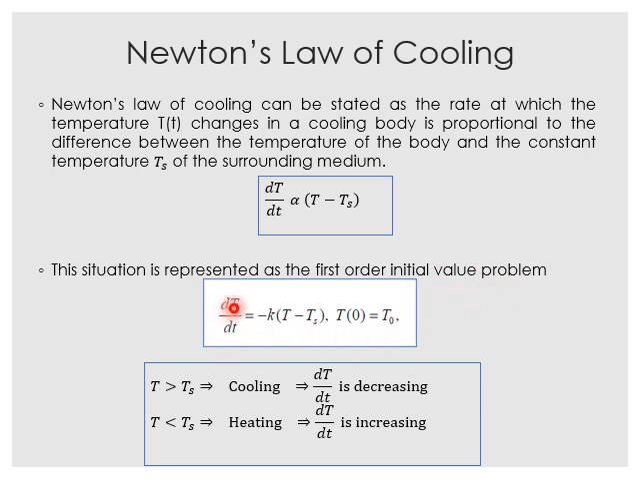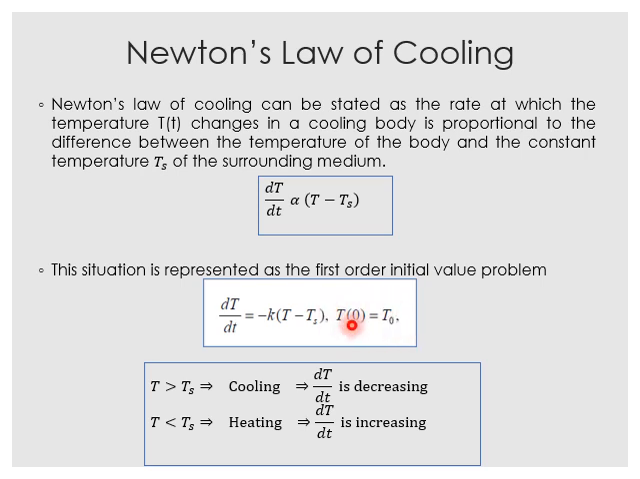this one, dT over dt, d capital T over d small t, is equal to negative k multiplied by the difference T of the body minus Ts, the temperature of the surrounding. So we have the initial value condition here: T is equal to T naught when time is 0. When time is 0, the temperature can be let equal to T naught.